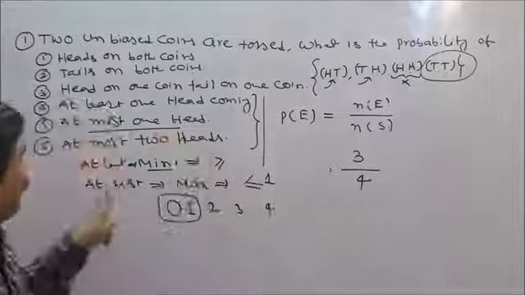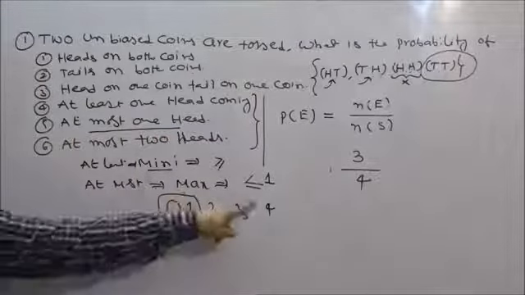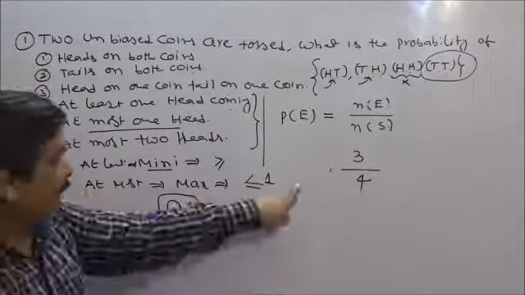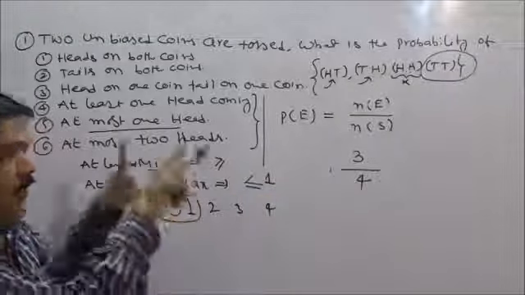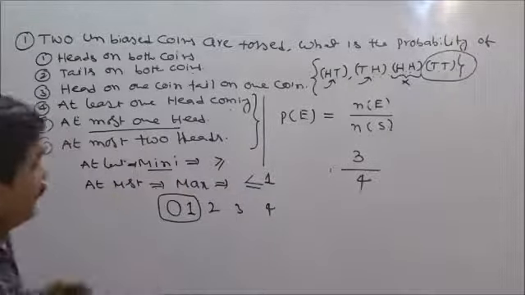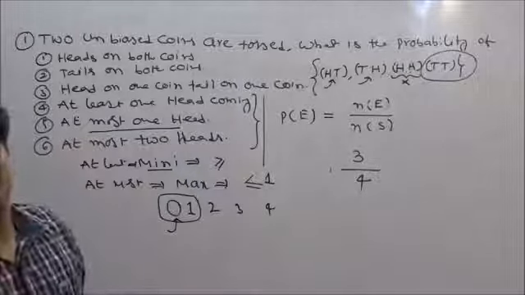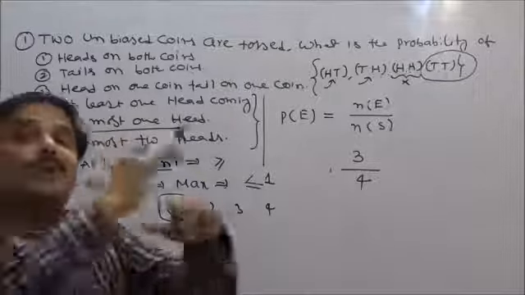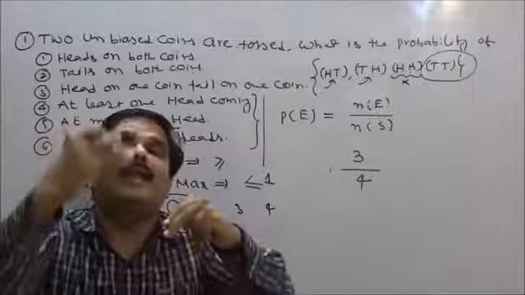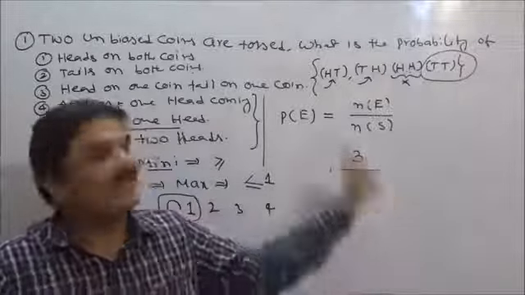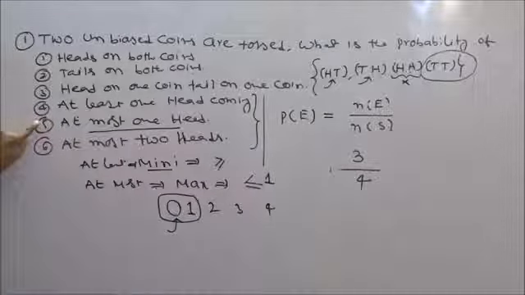I am just reiterating students. Remember, at most, maximum means, suppose it is at most 1, less than or equal to 1. In that case 0 should be counted, because maximum 1 means 1 or less than 1. Remember this. Okay? Right. Now go for the next one.